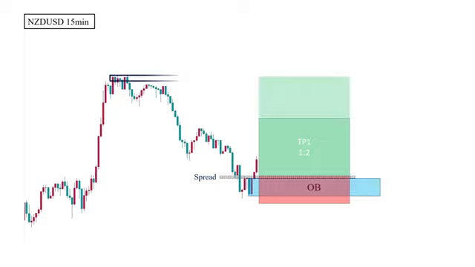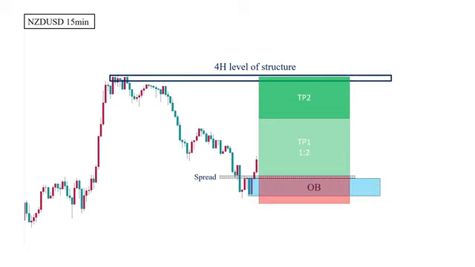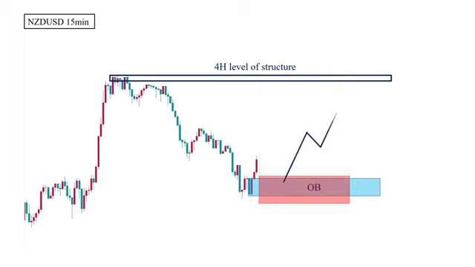For the second TP, you can target the next level of structure in front of the market in the higher time frame. Or, you can also track down your profit, meaning that every time market makes a higher low, you reposition your stop loss a couple of pips below the lowest candle. But that is not all.